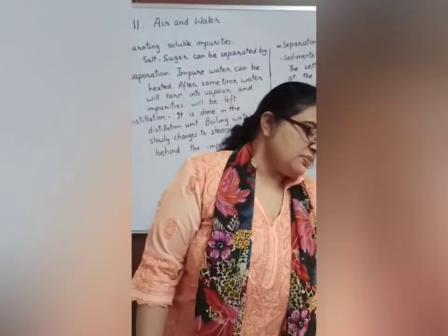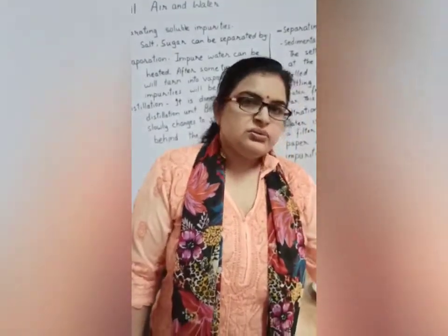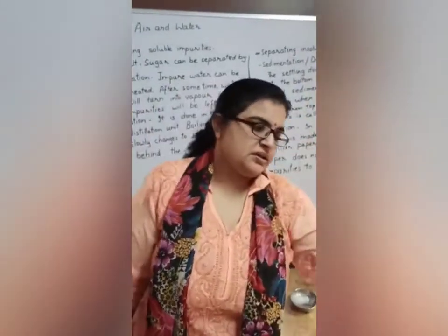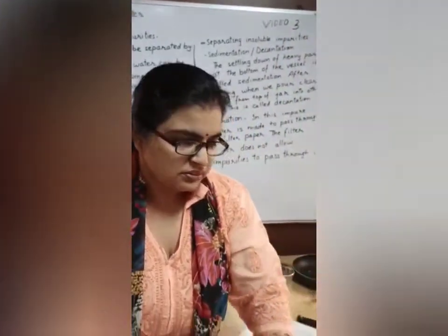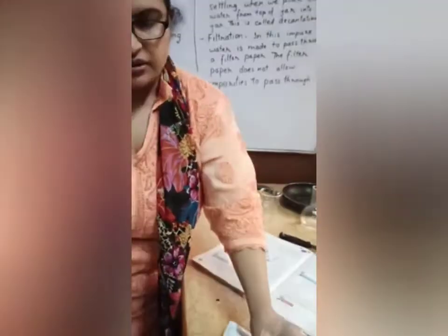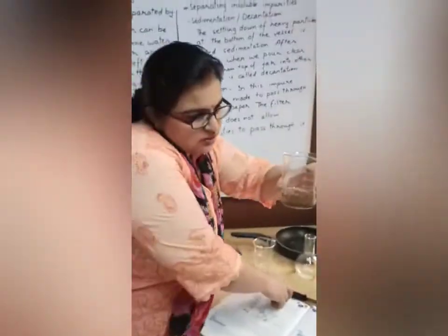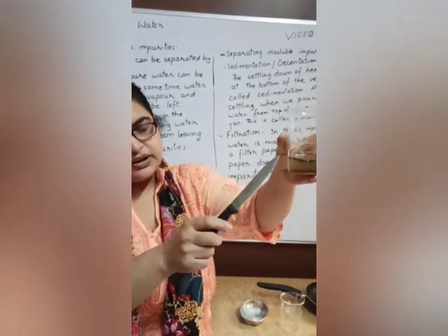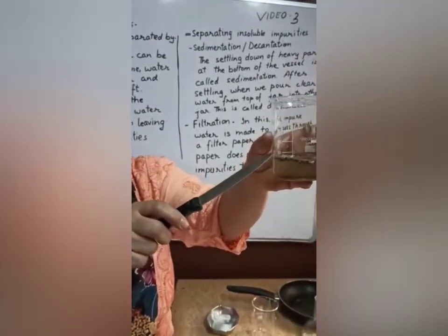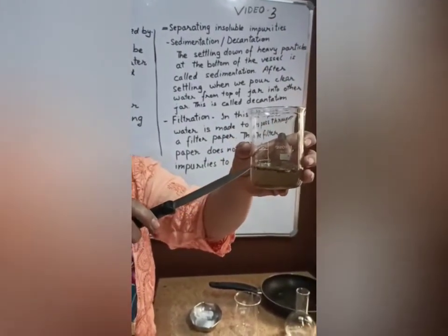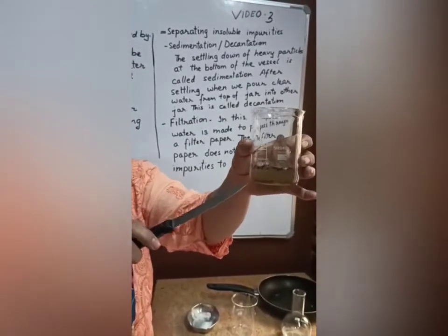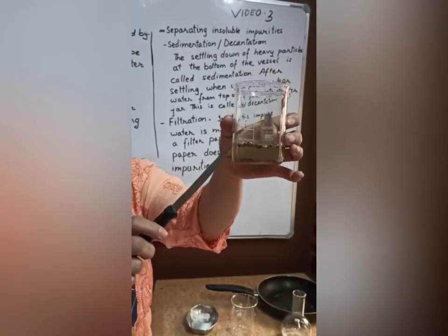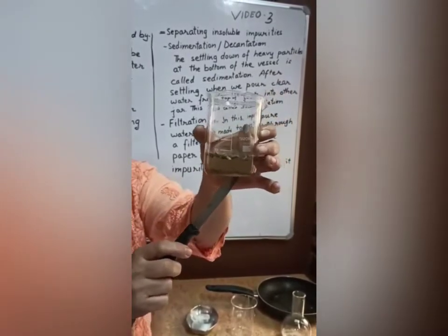So for insoluble impurities, there are two things. First one is sedimentation and decantation. So now, I hope you can see this water. Many layers are being made. The lighter impurities are floating at the top, and the heavier impurities are settled at the bottom.